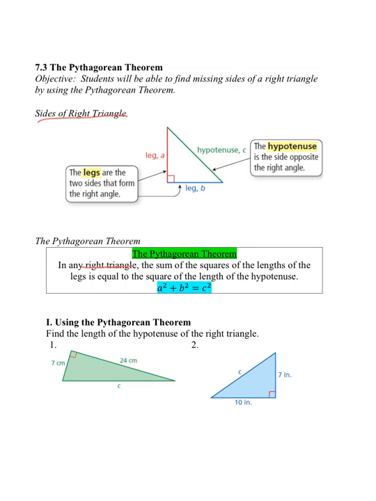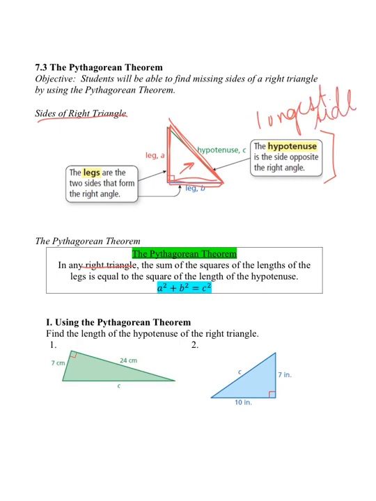So in a right triangle, your legs are the two sides that form that right angle. They're called your legs. Your hypotenuse is the side opposite of those. It's across from that right angle. That's your hypotenuse. It's also considered the longest side.